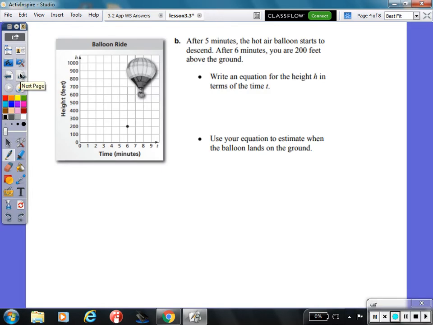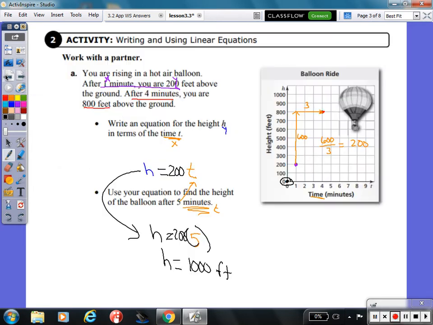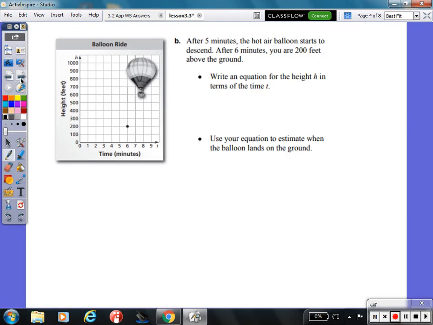The next one, it says after 5 minutes, the hot air balloon starts to descend. Well, go back and remember, after 5 minutes, we're at 1,000 feet. So let's go ahead and put that 1,000 on our graph. After 6 minutes, you are 200 feet above the ground. That's our other point that's on the graph. So write an equation for the height in terms of time.